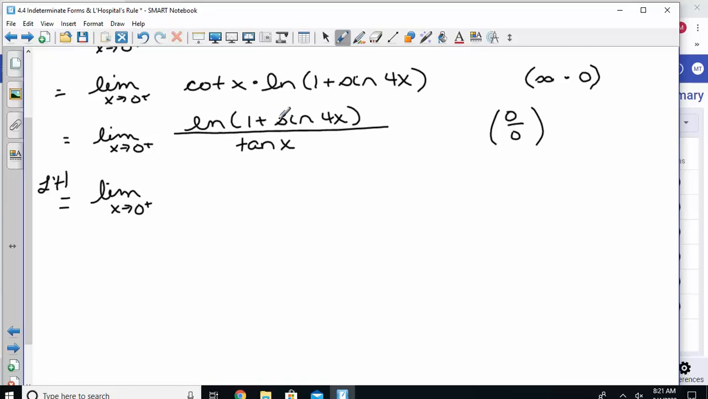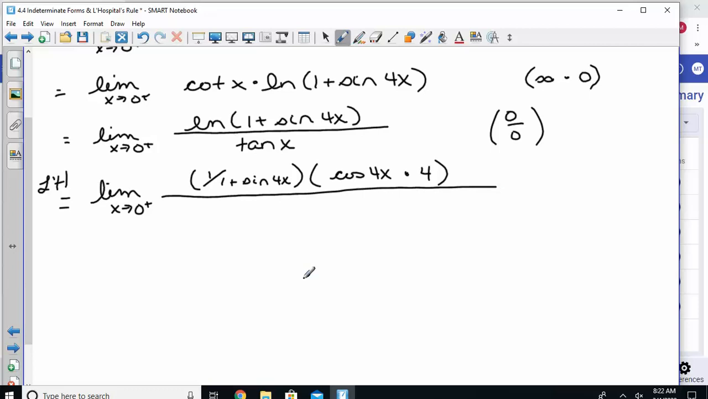Okay, it's going to get a little bit ugly here. Derivative of a natural log is 1 over your argument. We have to do chain rule here. Derivative of the inside, derivative of 1 is 0. Derivative of sine is cosine. Angle stays the same, times the derivative of the angle, which is over derivative of tangent.